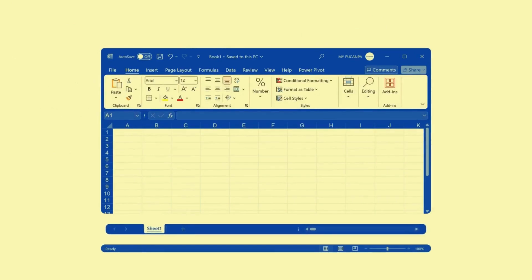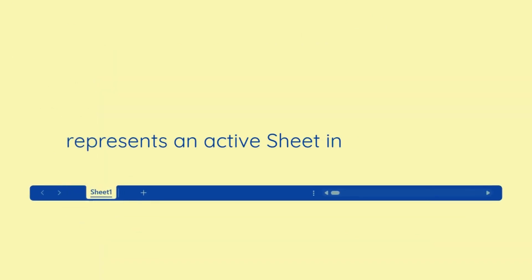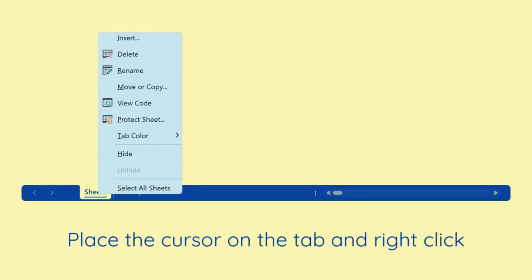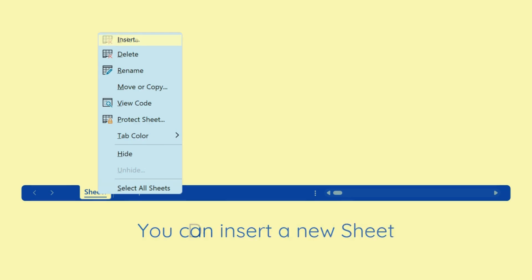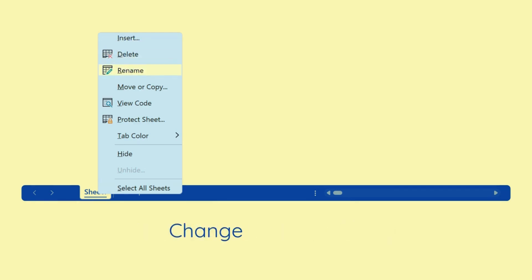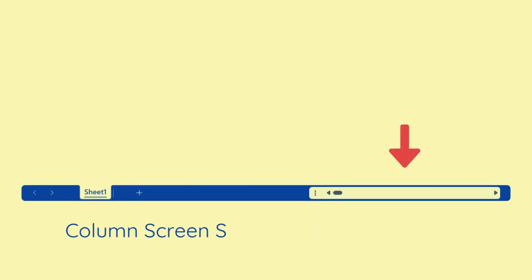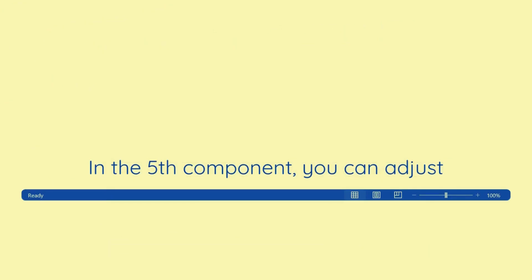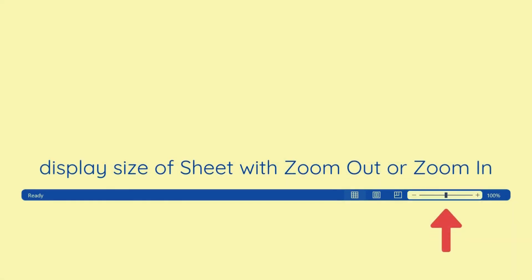The fourth component, Sheet tab, represents an active sheet in a workbook. Place the cursor on the tab and right-click. You can insert a new sheet, delete the sheet, change the sheet name, move and copy the sheet, or change the color of the tab. The column screen scroller is on the right side. In the fifth component, you can adjust the display size of the sheet with zoom out or zoom in.